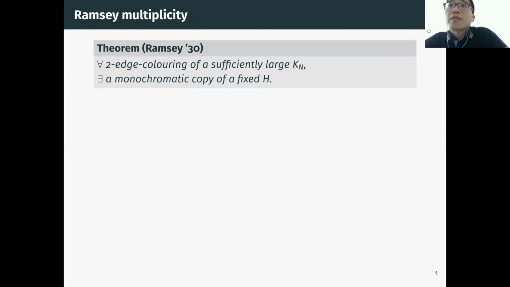Okay, so let me start with this classical result by Ramsey, which almost everyone here would know. Let me just state it in a rather qualitative way, which is the following. Given any two-edge coloring of a sufficiently large complete graph Kn, there always exists a monochromatic copy of a fixed graph H. So whenever my large n is large compared to my fixed graph H, I can always find the monochromatic copy whenever I two-edge color my Kn.